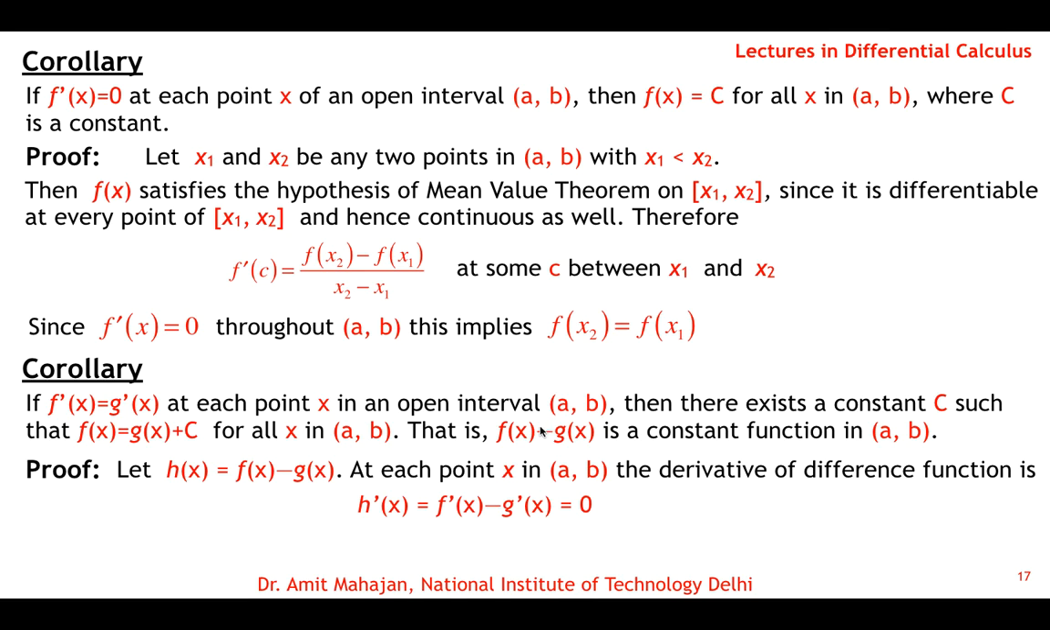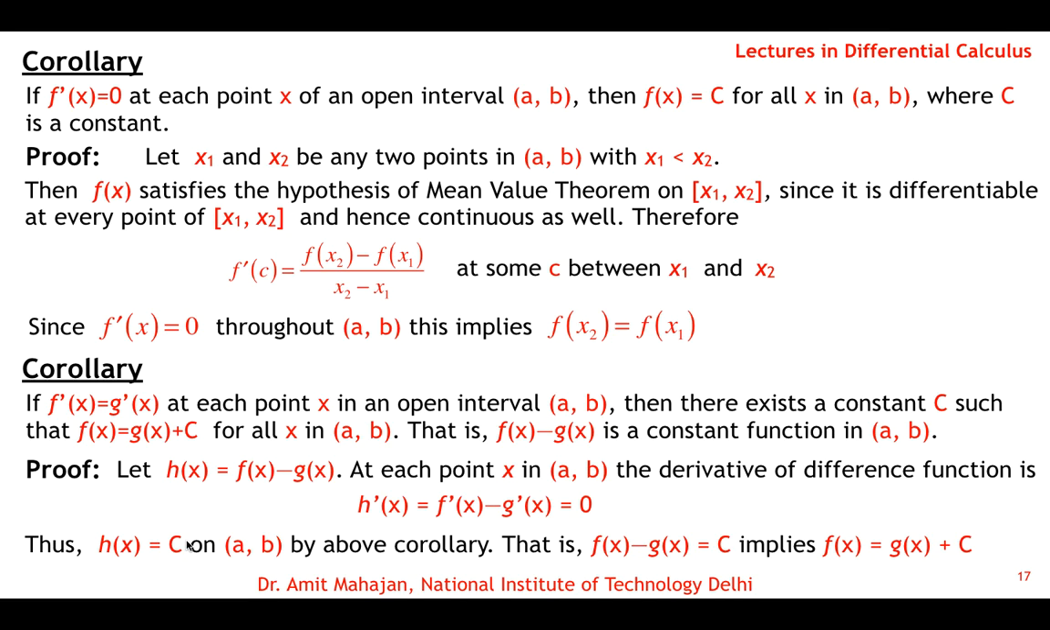The proof of this is simple. Let hx be this difference function. Let hx be fx minus gx, and at each point x in open interval AB, we can calculate the derivative of this difference function because fx and gx are differentiable, so is hx. So h dash x is equal to f dash x minus g dash x, but the derivatives are equal, so this difference must be 0. So h dash x is 0.